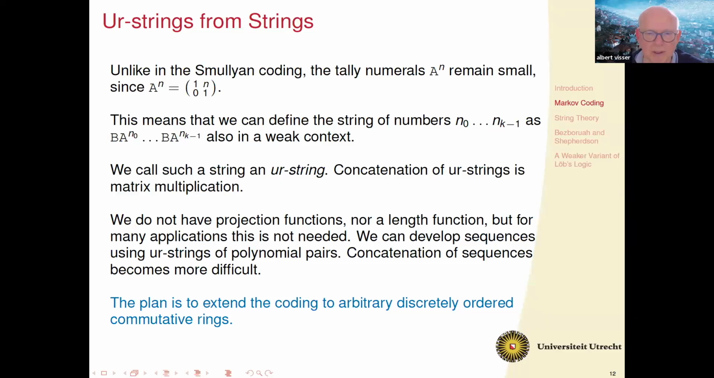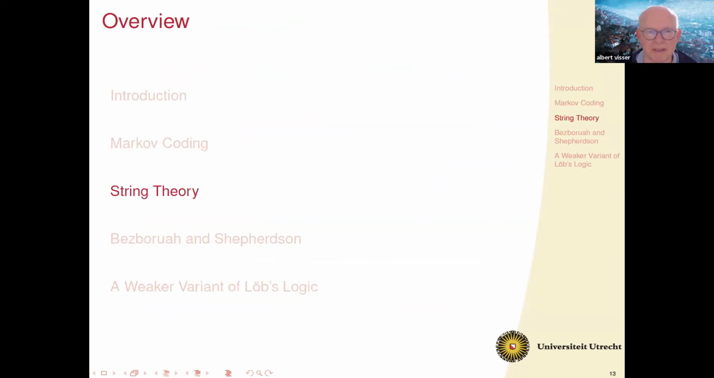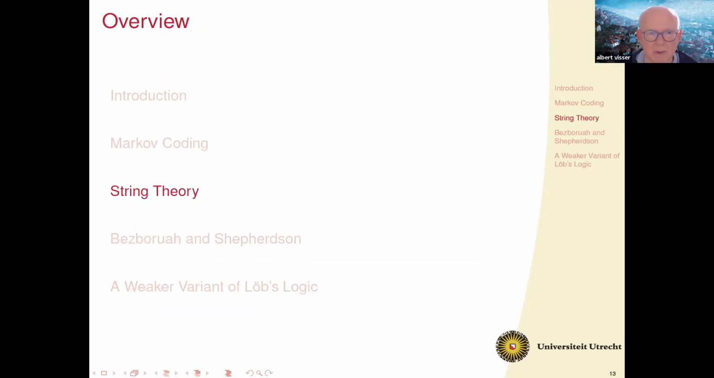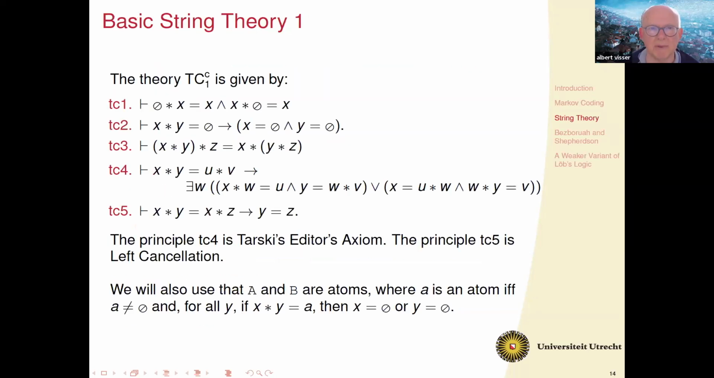Okay, and now the plan is to extend this coding idea to arbitrary discretely ordered commutative rings, right? So I treated it now for the natural numbers, but we want it for this. Okay, so before we are going to think about that, we first need to say a little bit about strings.